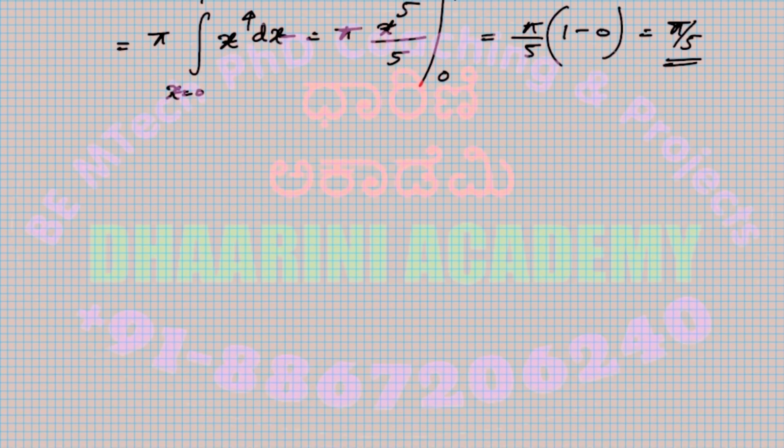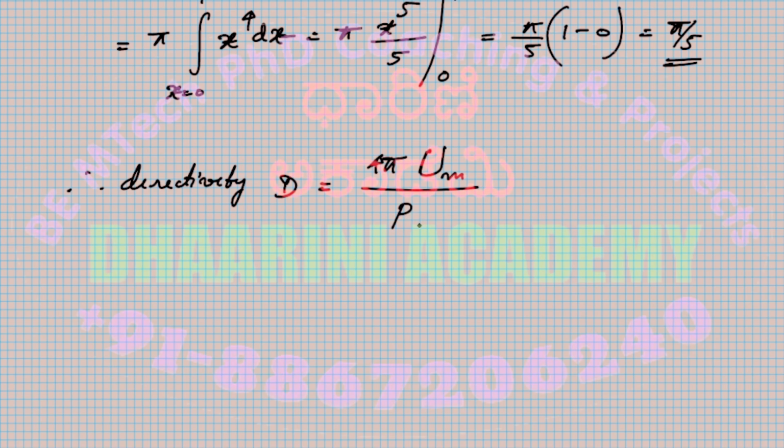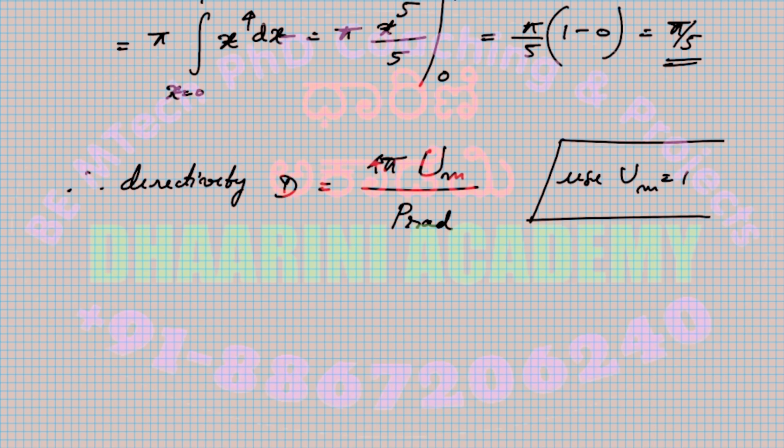Then directly we can use the radiated power to calculate the directivity. Therefore, the directivity capital D is equal to 4 pi times the maximum intensity, that is U m, divided by P radiated. Now in a question, if the U m is mentioned, you use that. Otherwise, use U m to be equal to 1. This is the standard value for isotropic antennas. Isotropic radiators we assume have a value equal to 1. That's a normalized value. So if it is not given in the problem, directly use it. So this is equal to 4 pi into 1 divided by pi by 5. All right, so pi cancels, and you have 20 as the required answer.